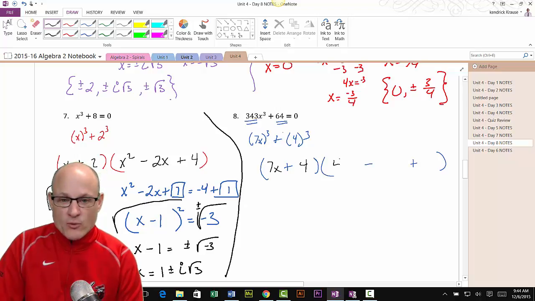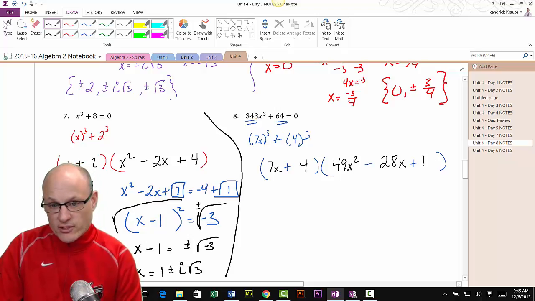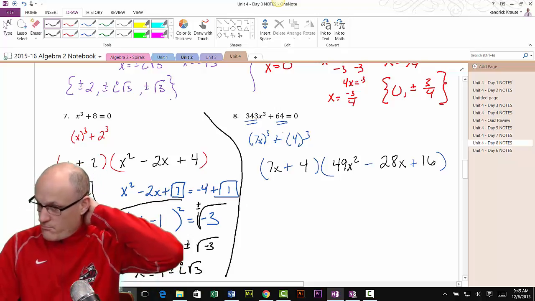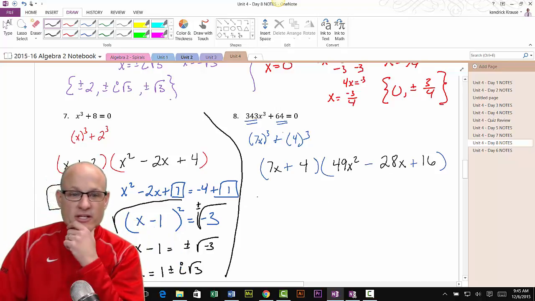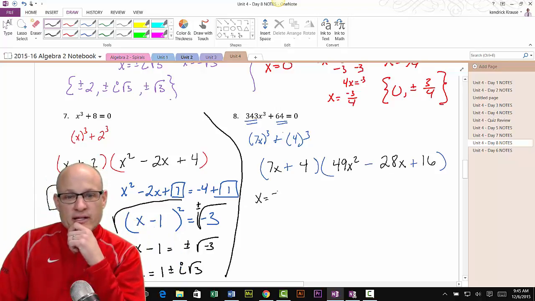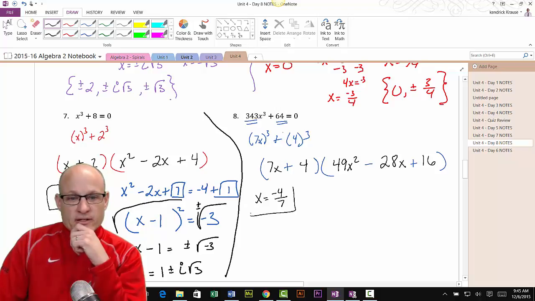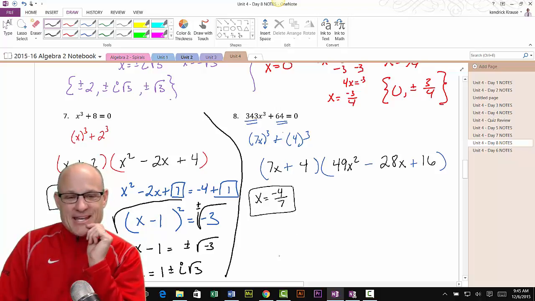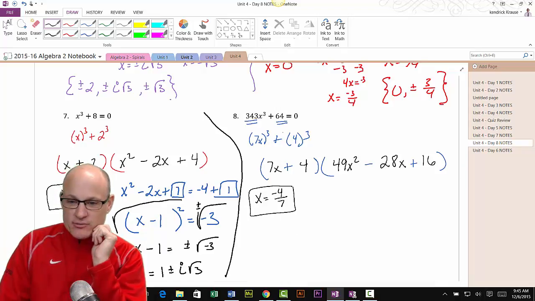Then we square it, 49x squared. Now you multiply them, 28x, and now the other one's squared, 16. Holy smokes. This one gives me x equals negative 4 over 7. This one gives me a pain in my derriere.